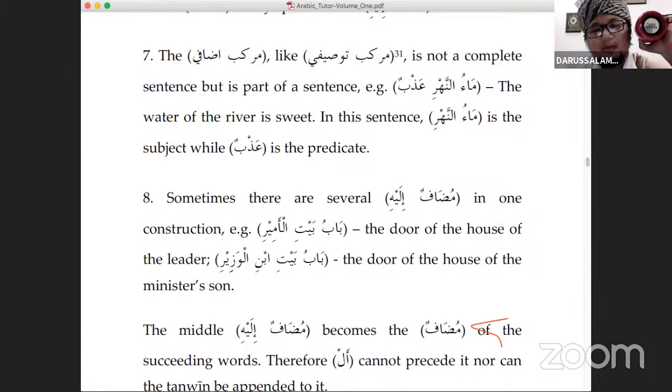Yeah, betul. That's what we're saying. Okay, murakkab idafi, just like murakkab tawsifi, is an incomplete sentence. Ayat tergantung. Okay, so for example there, ma'un nahri, air sungai itu. Kan ayat tergantung. Air sungai itu.